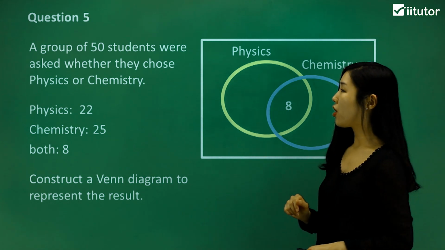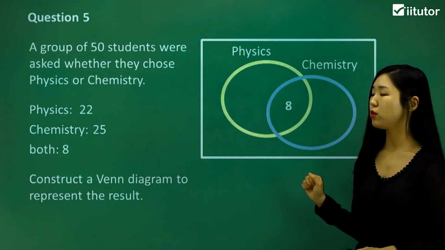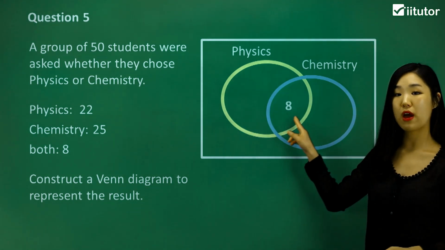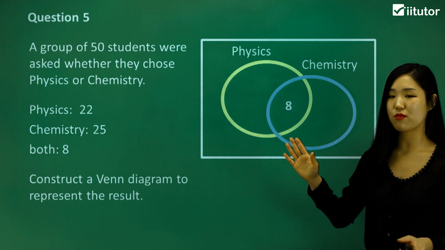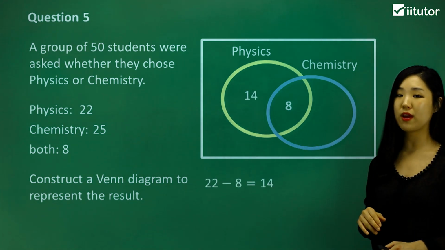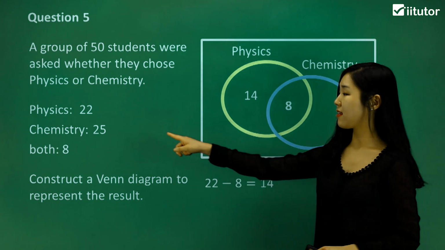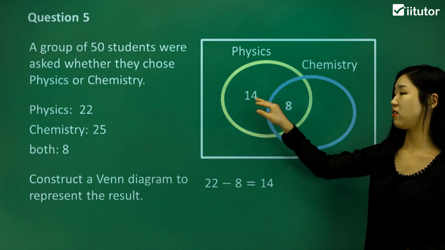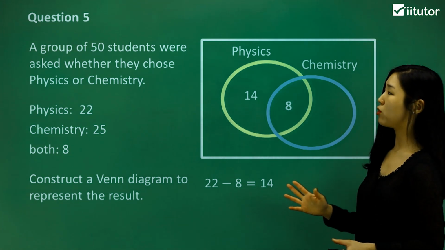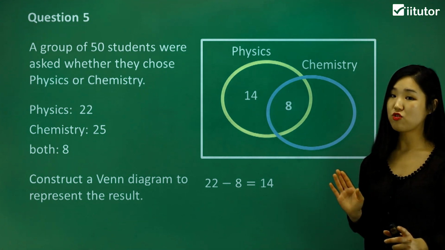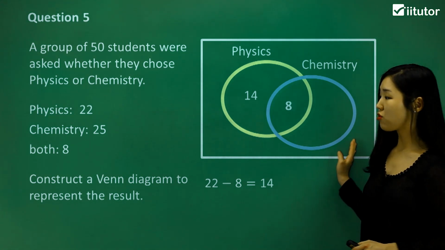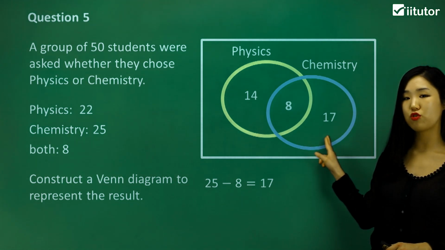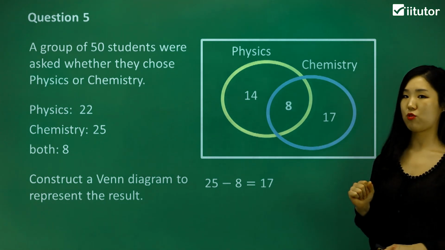Now, if I want to know the number of people who do only physics or only chemistry, we'll have to subtract 8 from the number of physics people and subtract 8 from the number of chemistry people, right? First of all, I'm going to do physics. Physics is 22 students. If I minus away the 8, we get 14. So I put 14 into this part here. So 14 are the people who just do physics, not chemistry. Now, similarly for chemistry, we'll do 25 minus 8, and that would give us 17. So 17 belongs to this category here, only doing chemistry.